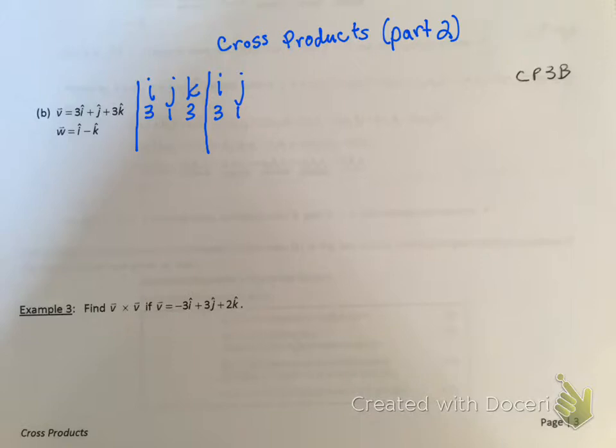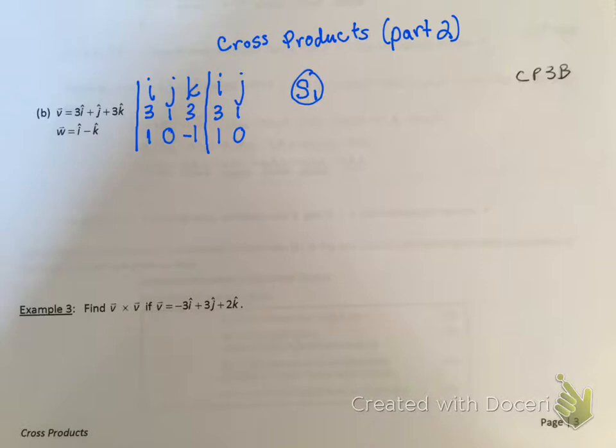And then I'm looking at vector W, which is 1I. I don't have a J, so I'm going to place a 0 in there. And then I'm going to put a -1 for K. So I repeat the 1 and the 0. Okay, now I'm ready to use the basket weave method. So I'm going to work on sum 1 first.